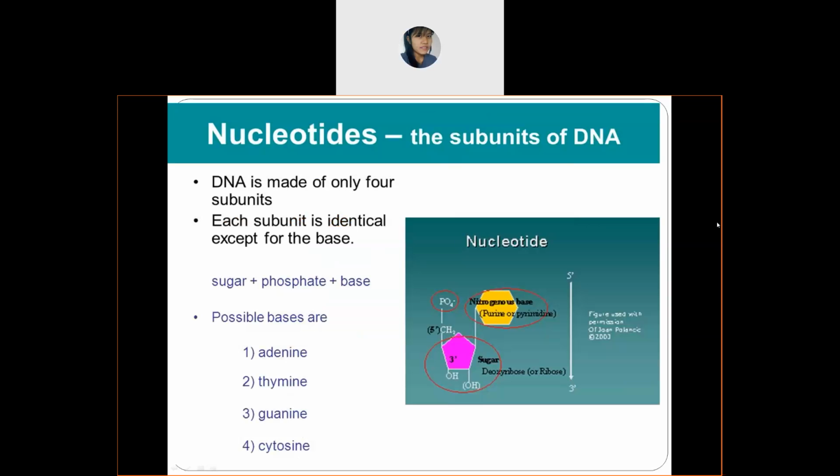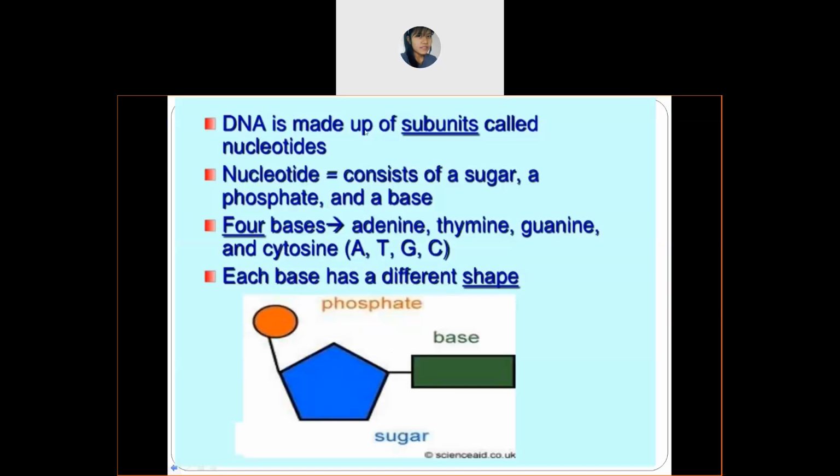Ma'am, repeat. Repeat. Okay. This DNA, they are made up of four subunits. Okay. And each subunit, wait, it's given more clearly here. Okay. So this DNA is made of some units called nucleotides. Okay. These nucleotides, they consist of sugar, that is deoxyribose sugar. Understand? And this is the phosphate, and this is the base. Okay, and in this base, again you will get four base. It is a nitrogenous base, you get four. Okay, and each base has a different shape also.